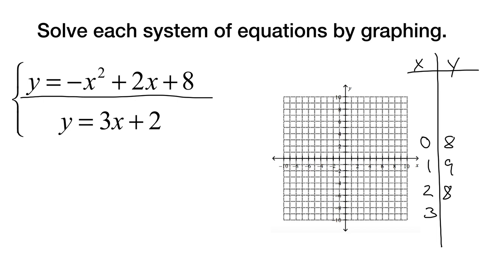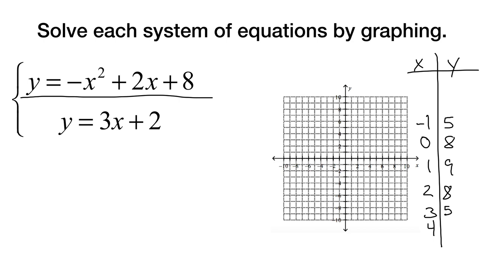So now I'm just going to do 3. So that's negative 9 plus 6 is negative 3, plus 8 is 5, which means at negative 1 we would also have 5. So now let's do a couple more. 4, let's see, negative 16 plus 8.